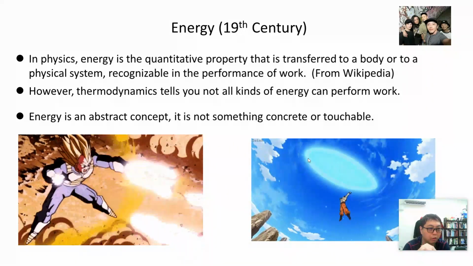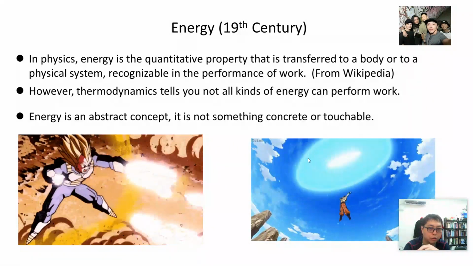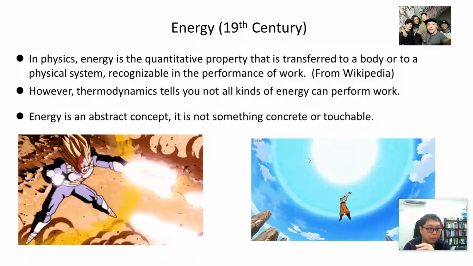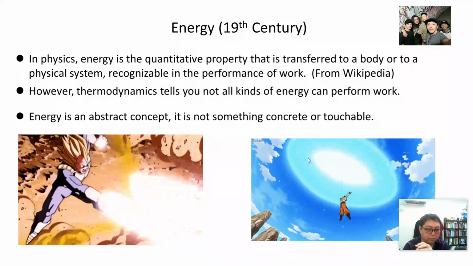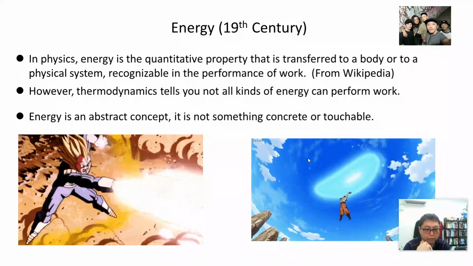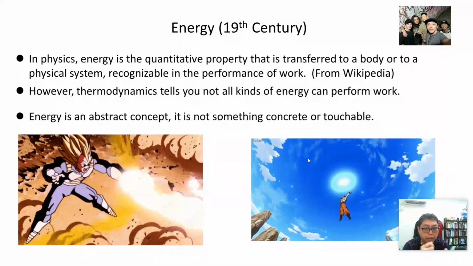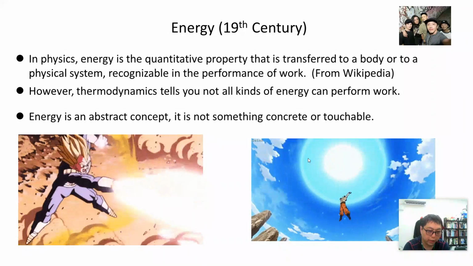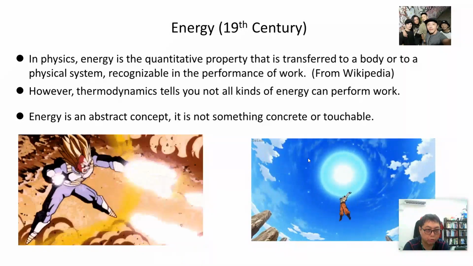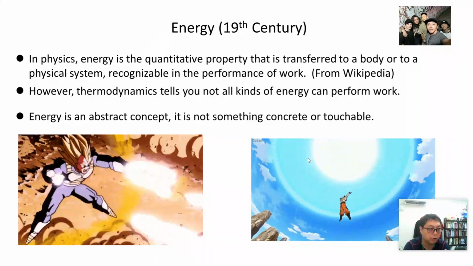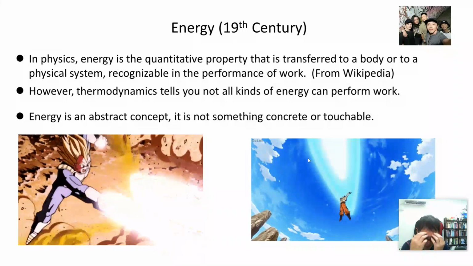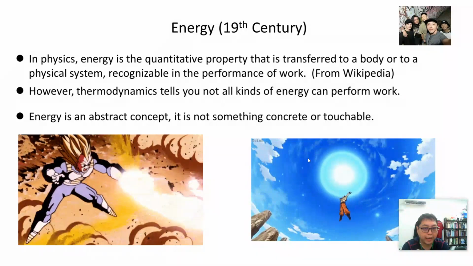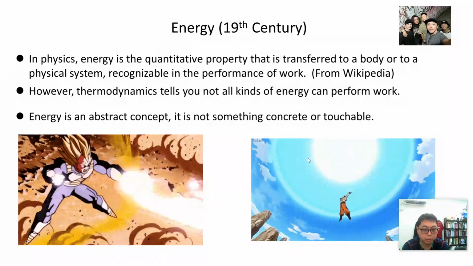It says energy is a quantitative property that is transferred to a body or to a physical system, recognizable in the performance of work. That's a very academic sentence. In simple terms, that means energy is something you can add into your system or object, and then it performs work. We'll talk about what work is.